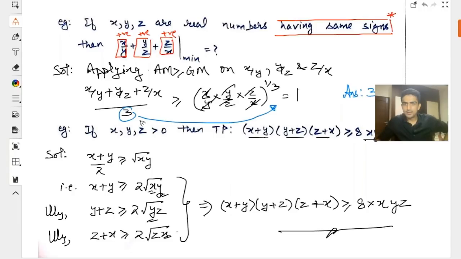Second, I immediately realized that 8 is nothing but 2 into 2 into 2. And when I apply AMGM on this term, x and y, I'm going to get 2 here. I'm going to get 2 here again. I'm going to get 2 again. So I created this and this separately and multiplied. Okay. So that was the first level of good question.